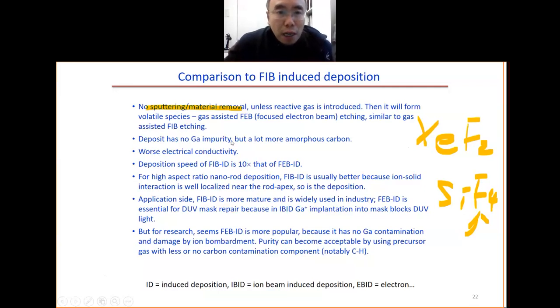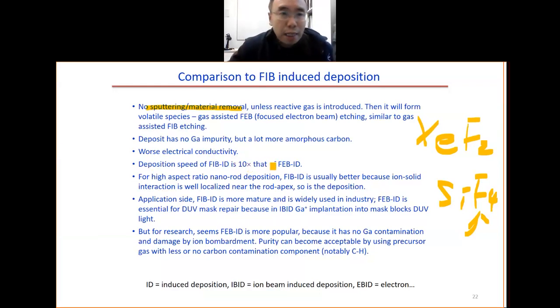Because we use electron beam, there will be no gallium impurity, but there is a lot more carbon impurity. Because there is too much carbon, the conductivity is much worse. As you can see later on, it is 10 or maybe even 100 times worse than the ion beam induced separation. The separation speed for the ion beam induced separation is 10 times that of electron beam induced separation.